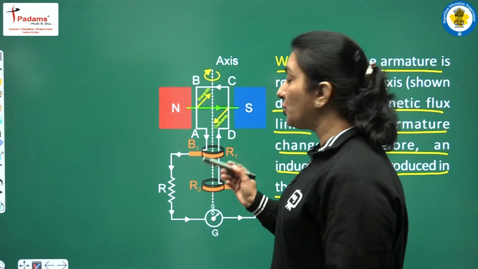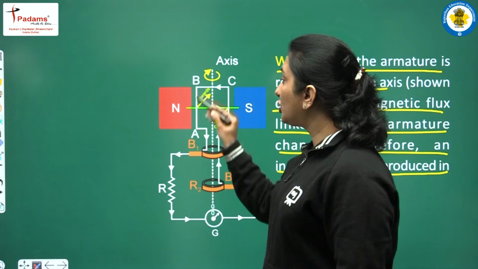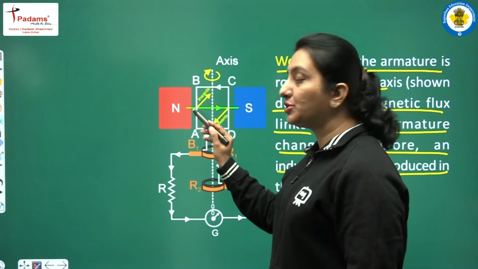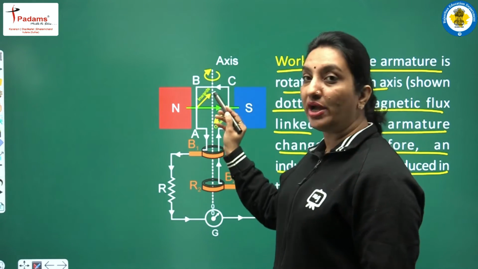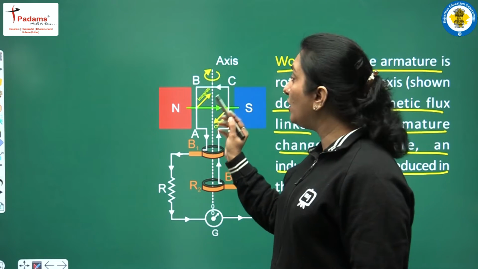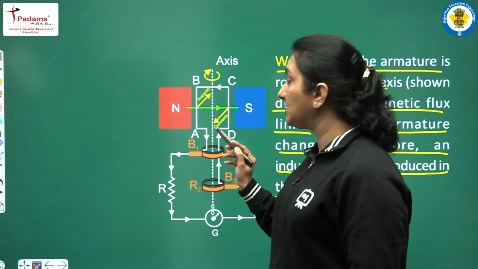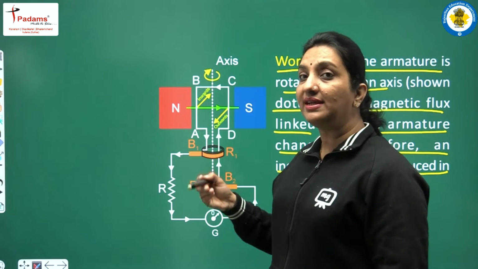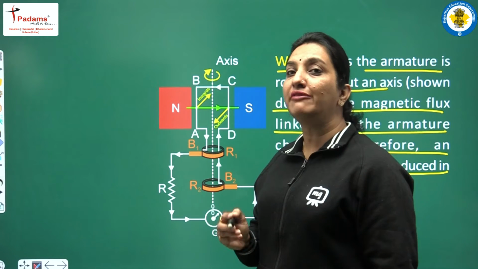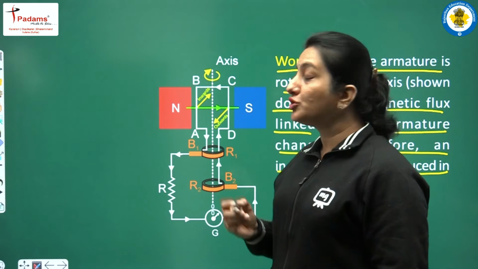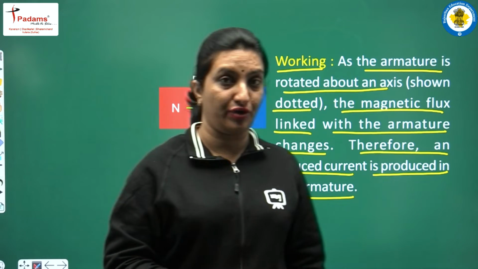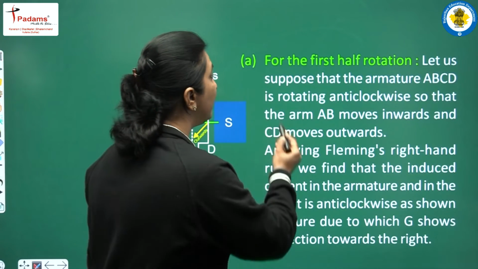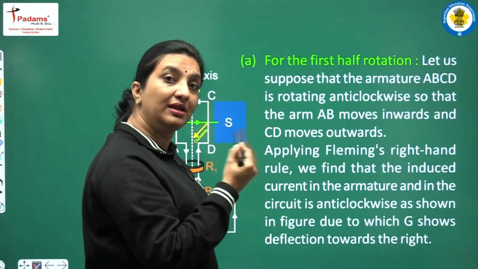So, here, students, what we see is that we have an armature coil ABCD which is rotating between the two poles, north and south pole, and this armature coil is made to rotate in the anti-clockwise direction. And now we will calculate the direction of induced current using Fleming's right hand rule. So, we will study the working in two parts, in the two halves of the rotation.